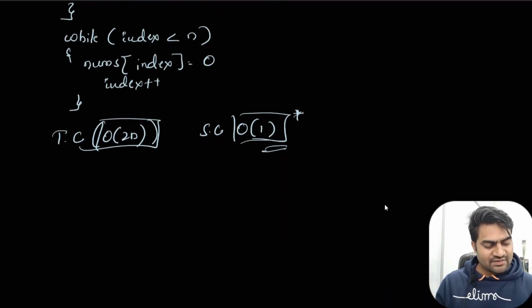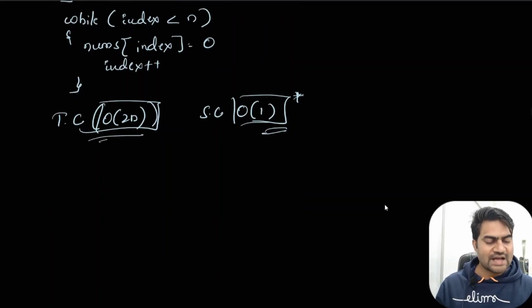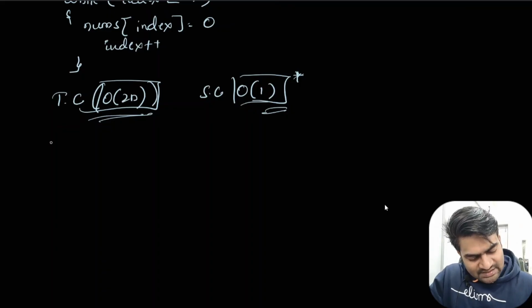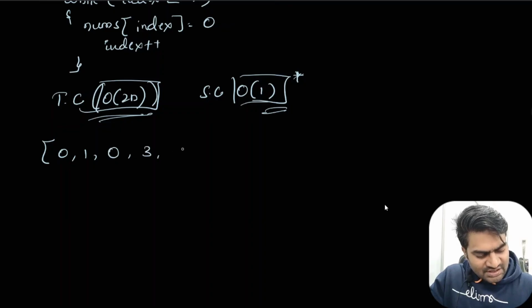So is there any better way? We are doing it in 2 passes, right? So is there any way we can reduce it to 1 pass? Maybe, let's see. So here we will use the 2-pointer technique. What we will do, we will check for a non-zero number and we will try to swap it with zeros. Okay, so I will take the array again, 0, 1, 0, 3 and 12.